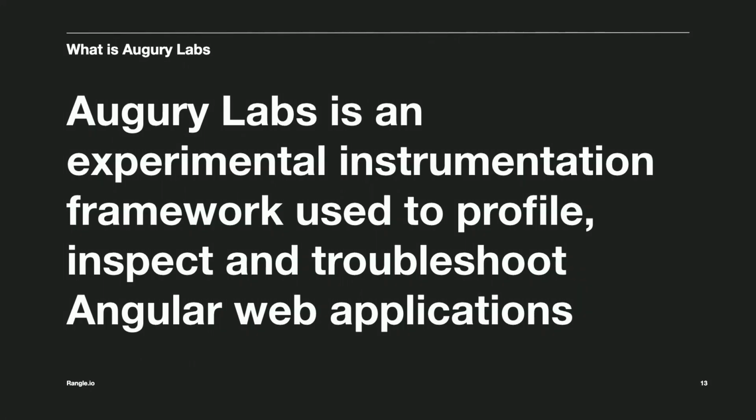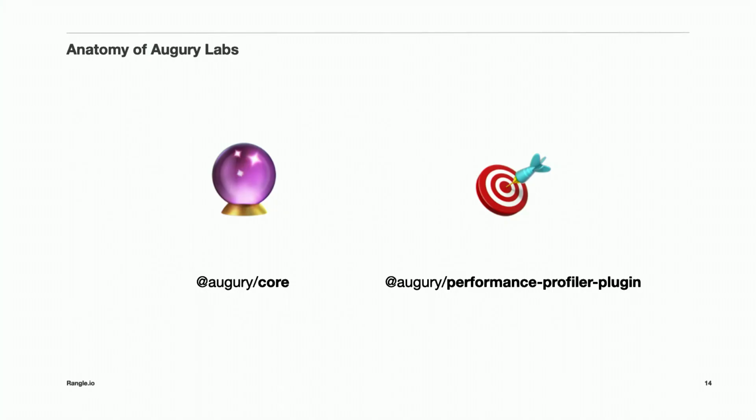Augury Labs is an experimental instrumentation framework used to profile, inspect, and troubleshoot Angular web applications. It's different from Augury because instead of being a DevTools extension, it's actually two NPM packages that you install inside your application. So it gets rid of the whole multiple execution context issue and allows you to do a lot more cool things. The performance profiler is something that we feel developers will continue to use as they get more experience with Angular. So this should be very useful.